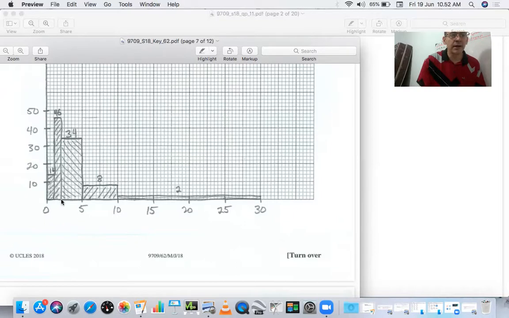So it was a width of 1 and a height of 46. The next one was a width of 3 and a height of 34. Notice at the top of each one, I'm writing the number. What this does is it makes it easier for the Cambridge grader to see what your intended value was.